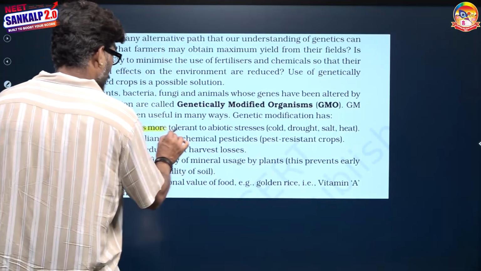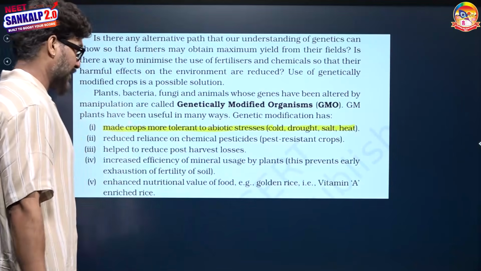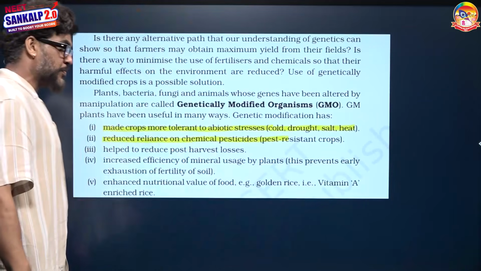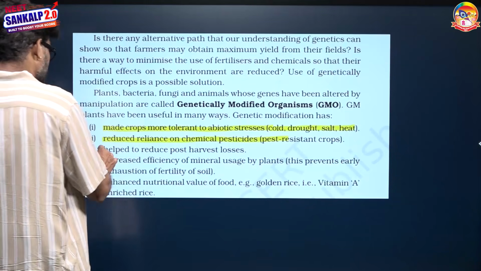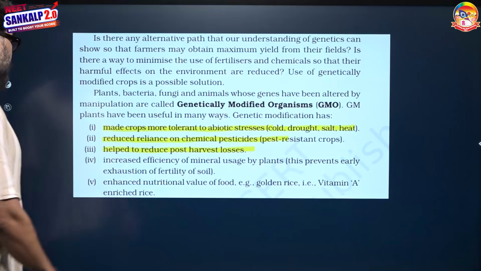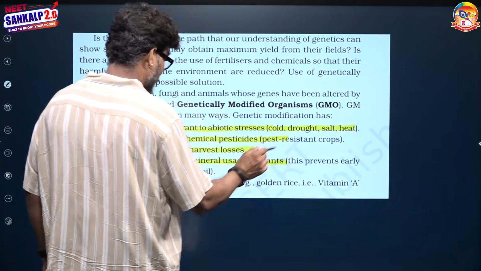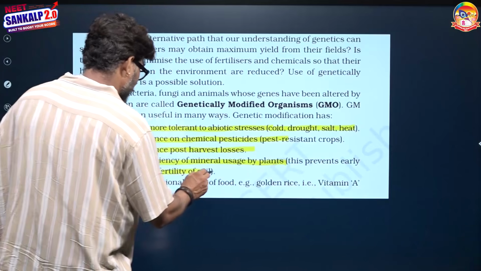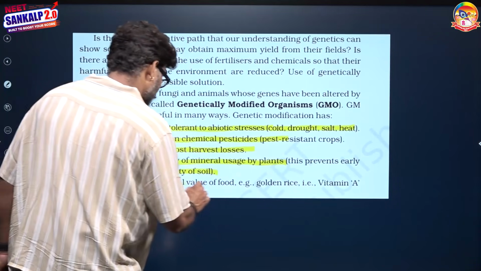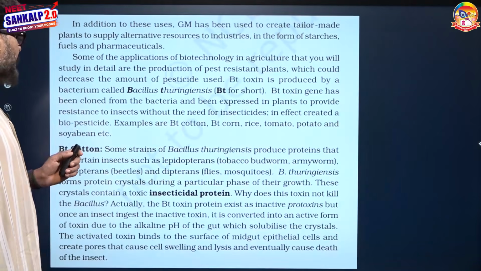To make crops more tolerant to abiotic stresses, one objective. To reduce our reliance on chemical pesticides, means pest resistant crops. Third, to help reduce post-harvest food loss. Fourth, to increase the efficiency of mineral usage by the plant so that the exhaust of nutrients from the soil can be minimized. And fifth, enhance the nutritional quality of foods, for example golden rice.